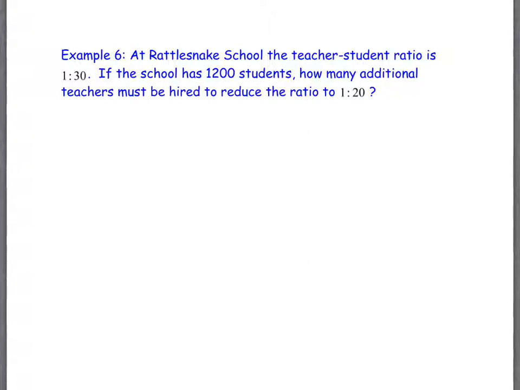At Rattlesnake School, we've seen a Rattlesnake School problem before, I think. Or maybe I have in my other class, I can't remember now. At Rattlesnake School, the teacher-student ratio is 1 to 30. So for every one teacher, there's 30 students. If the school has 1,200 students, how many additional teachers must be hired to reduce the ratio to 1 to 20? So what is being compared in this problem? This is actually a two-step problem, but the same thing is being compared in both steps. What's being compared? Teachers to students.